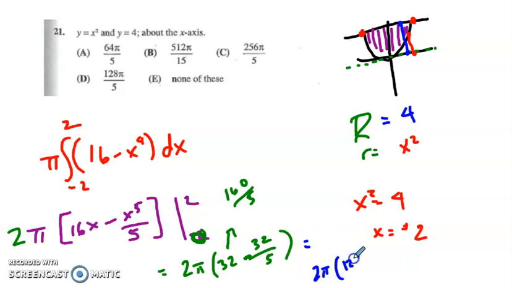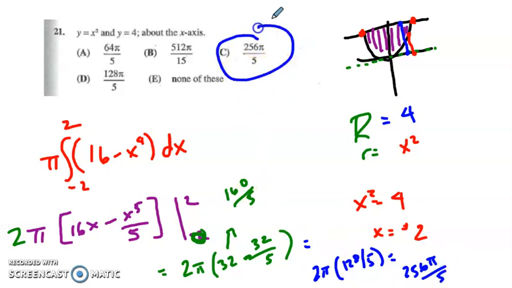So I have 2 pi times 128 over 5. That gets me to 256 pi over 5. My answer is going to be C.